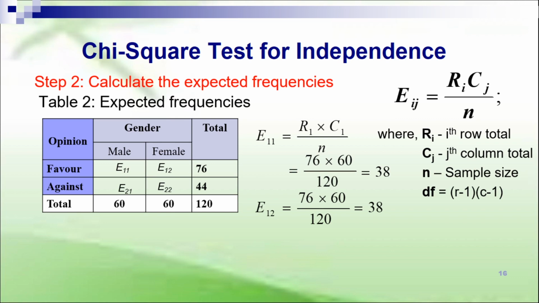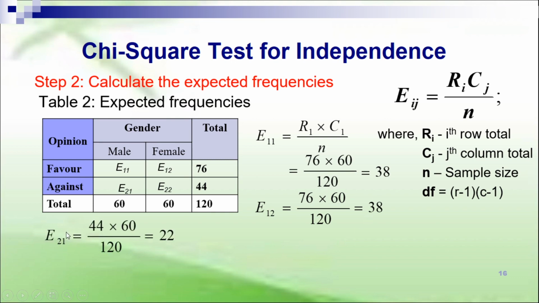The same way you can calculate E12. Just find the row total of the first row, that means 76. Then find the corresponding column total. E12 belongs to the first row and second column, therefore you need the first row total and the second column total. 76 times 60 divided by 120 is also equal to 38. That means both column totals are the same. Therefore these expected values make no difference, and you get the same values, 38 and 38.